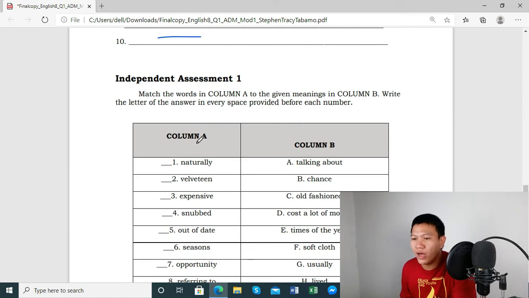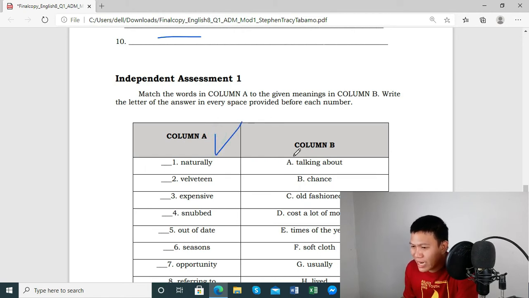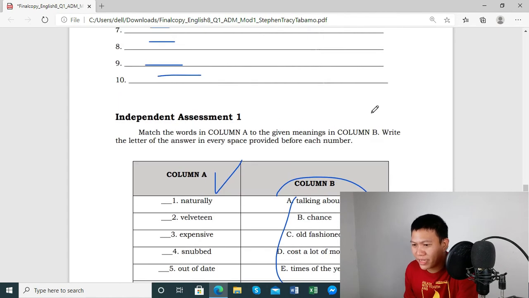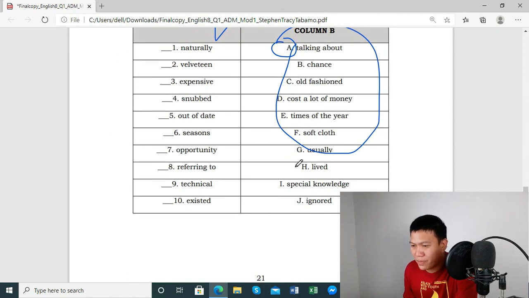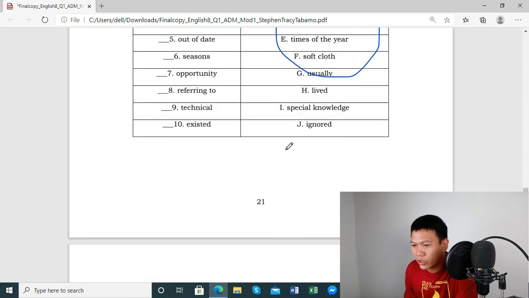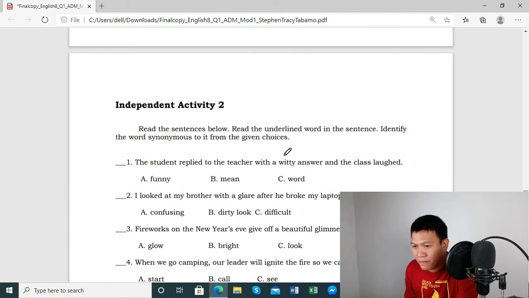Independent Assessment 1. Match the words in column A to the given meanings in column B. So, meron tayong words sa column A. Hanapin mo ang meaning niya sa column B. Okay, write the letter of the answer on your separated sheet of paper. Letter lang po, huwag yung buong sagot. Okay. Number 2.